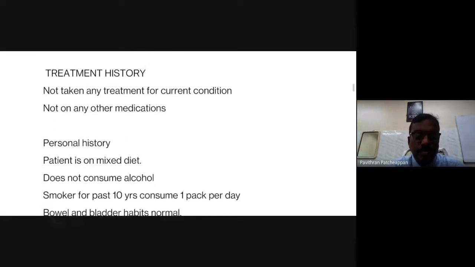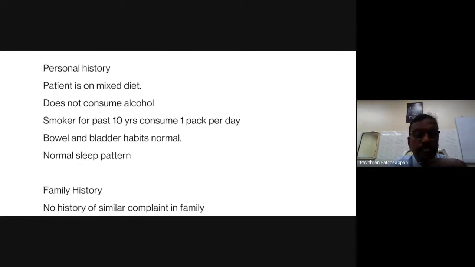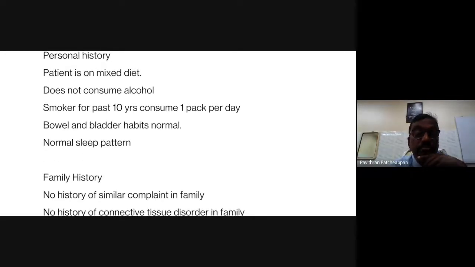So personal history. Patient is on mixed diet, does not consume alcohol, is a smoker for the past 10 years and consumes 1 pack per day. Bowel and bladder habits are normal. Normal sleep pattern. What is the implication of smoking on hernia? Sir, it can cause connective tissue damage. Number 1, chronic smoking can lead to connective tissue weakening. Anything else? Sir, poor healing, sir. Poor healing after surgery. Wound healing is very bad.